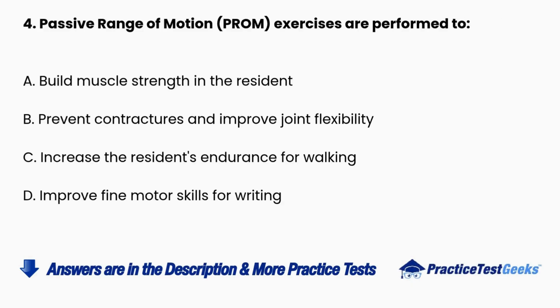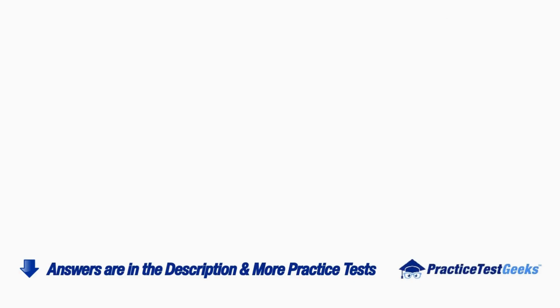4. Passive range of motion, or PROM, exercises are performed to: A. Build muscle strength in the resident. B. Prevent contractures and improve joint flexibility. C. Increase the resident's endurance for walking. D. Improve fine motor skills for writing.